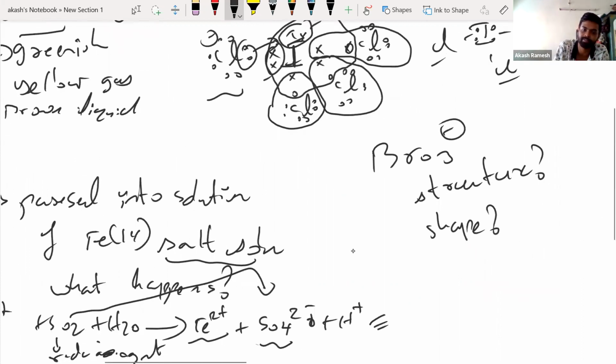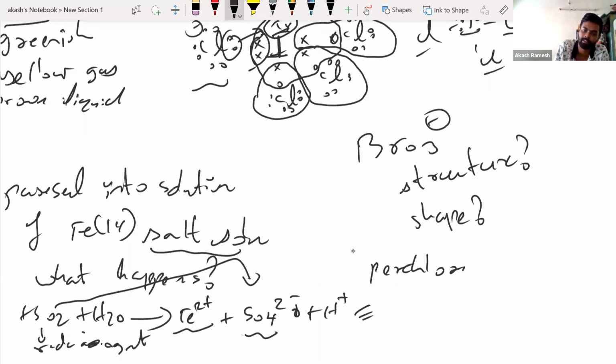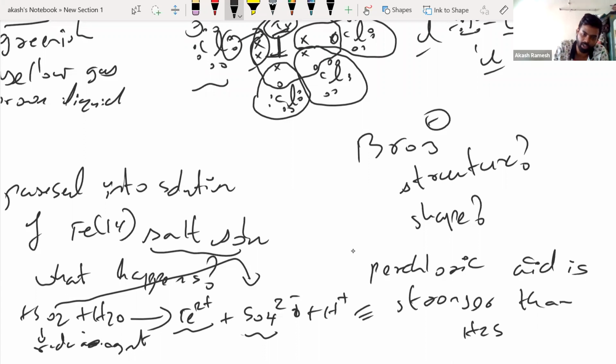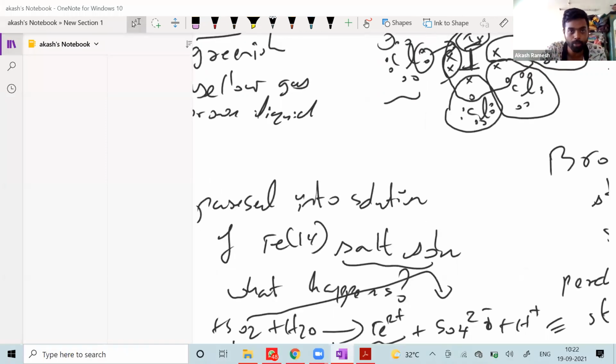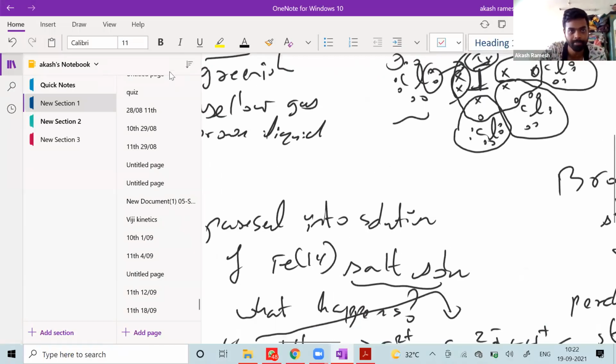Perchloric acid is stronger than sulfuric acid, that is H2SO4. Why? Perchloric acid is a stronger acid than sulfuric acid, H2SO4. You have to give me a reason, right? Think about the answer, group 2, and I'll be back in a minute.